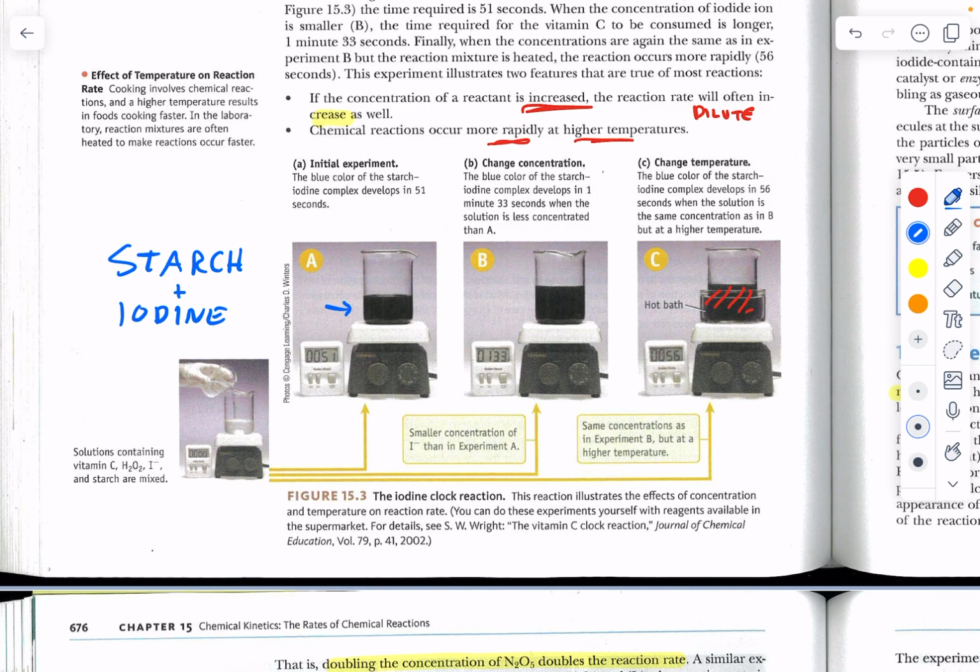Now, in the Nassau clock reaction, you also get something else that happens that's quite spectacular and gives us some more information. And hopefully you'll see a demonstration, if you haven't already, to know what I'm talking about.